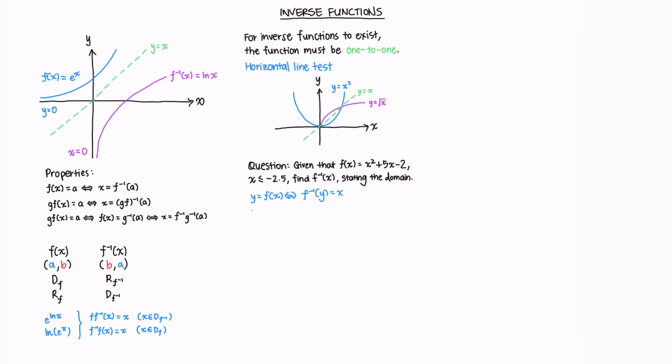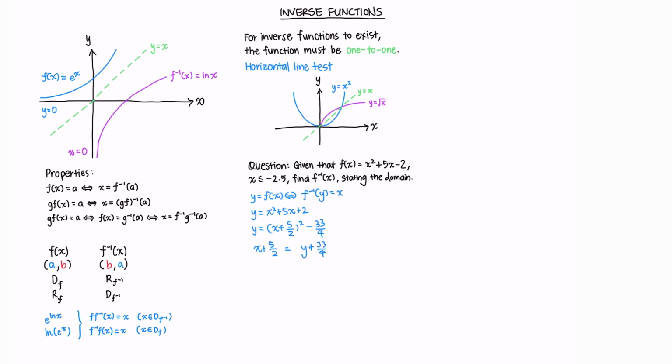Okay, so let's start. We know that y equals f(x), so let's do y equals x squared plus 5x minus 2. What we want to do is isolate the x. And what can we do to isolate the x? We can do completing the square. So if we do completing the square, we'll get x plus 5 over 2 squared minus 33 over 4. Let's move this negative 33 over 4 to the other side, then square root the entire thing and move the 5 over 2 to the other side, and we can isolate the x. So x plus 5 over 2 squared equals y plus 33 over 4.